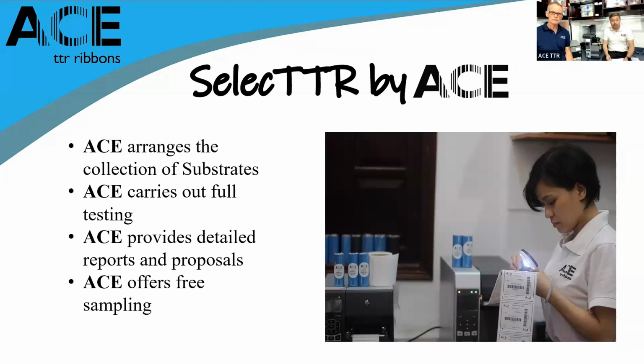And to find the right combination of the substrates, the printer, and the TTR, we do the following. ACE arranges the collection of the substrates. We just need 5 meters of any substrate to print TTR with. So let's say hand tags, stickers, RFID, care labels, shoe labels, or any substrate really. Then we collect it with our forwarder from wherever you are in the world, and bring it to our ACE testing and development center.